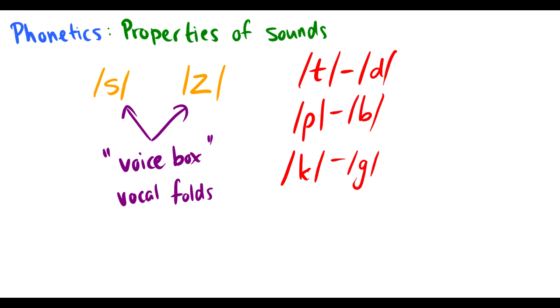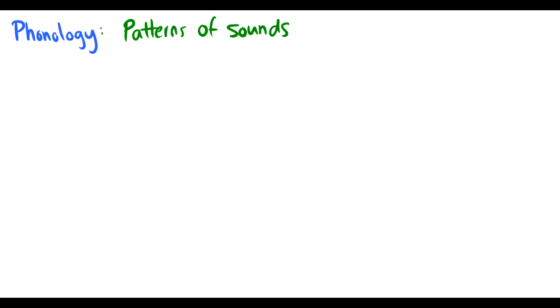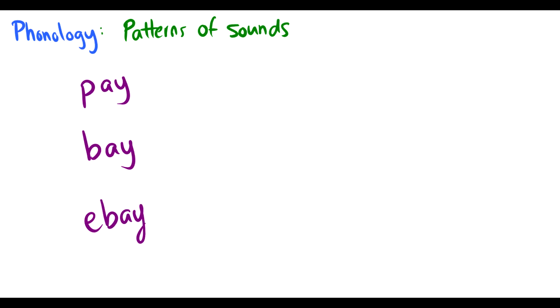Then, in our last topic, we'll move on to phonology, and these are patterns of sounds. So I'm going to write out 3 words here. The words are pay, bay, and eBay. Now, let's take a look at the B's and the P's, and okay, here's a question.